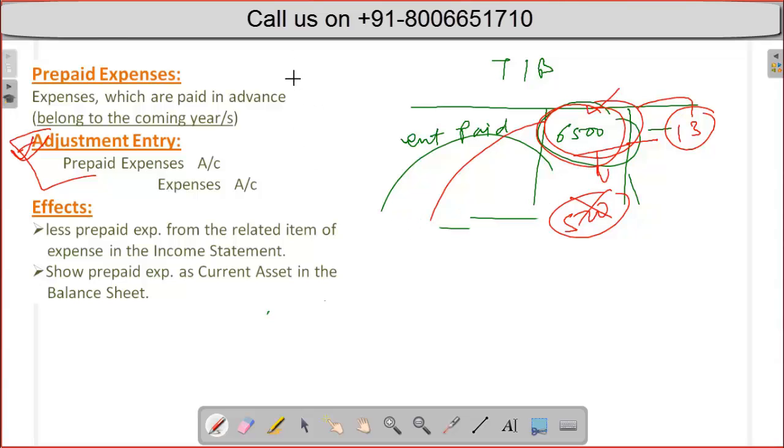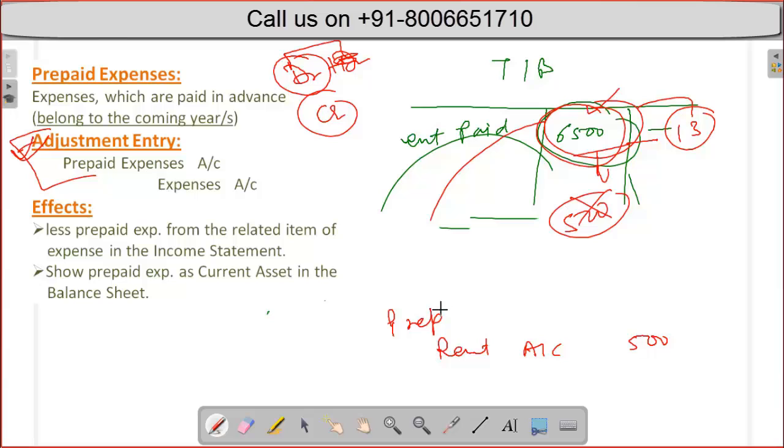Now see, expenses are always debited, so I have to remove. So in place of debiting, now what I will do, I will credit. I will turn towards the opposite side. I explained in the previous lesson. So this time what I will do, I will credit the rent account. This is rent account. I will credit this account and I will debit which account? Prepaid rent account. This is the adjustment entry.